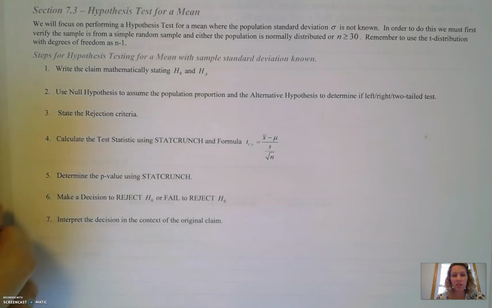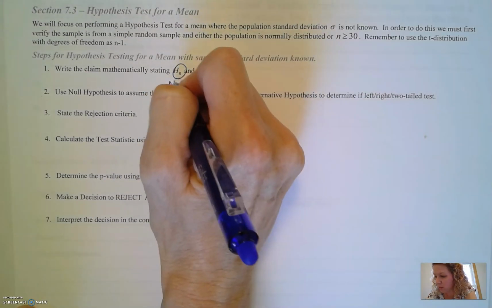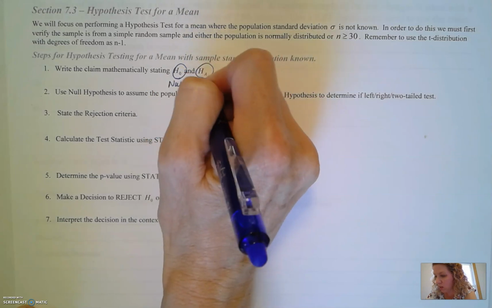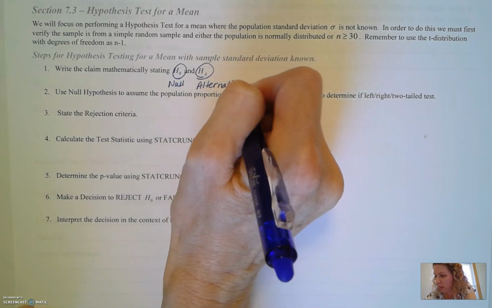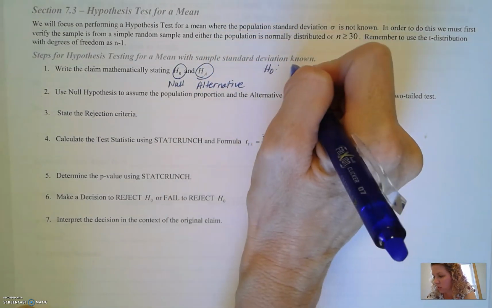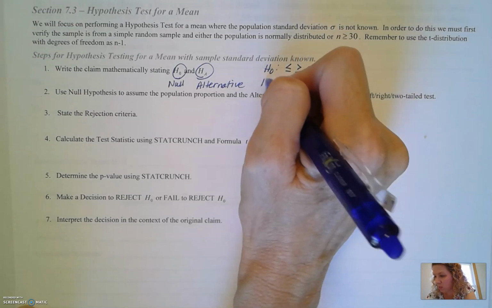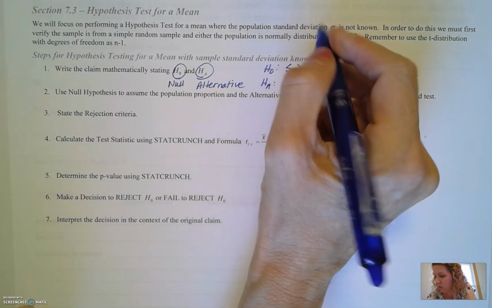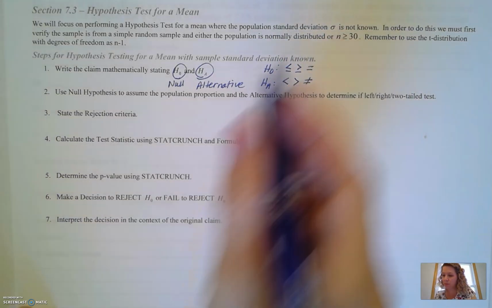These are the 7 steps for hypothesis testing. First, we're going to write the claim mathematically, stating H sub 0, remember that's the null hypothesis, and H sub a, which is called the alternative hypothesis. H sub 0 contains the less than or equal to, greater than or equal to signs. The H sub a, the alternative, is the less than, greater than, or not equal to signs.